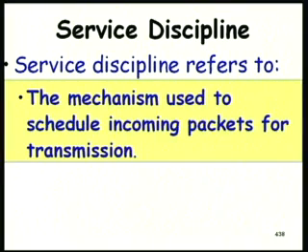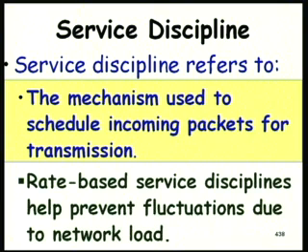So, in simple words, we can say that the service discipline is the mechanism used to schedule incoming packets for transmission, where we look at the resource that is reserved. The service discipline examines the resource that is reserved and also reshapes distorted traffic. And the rate based service disciplines help prevent fluctuations due to network load, or reshape the traffic.